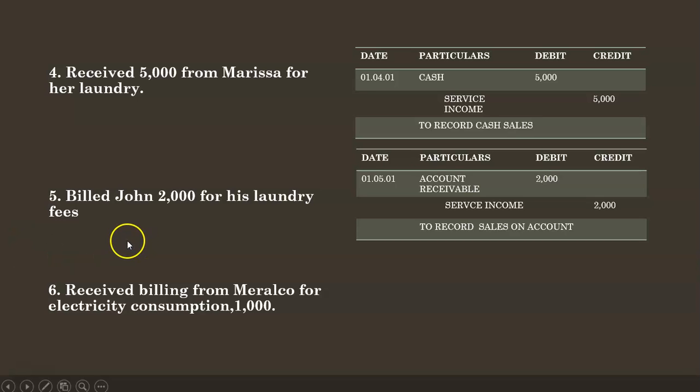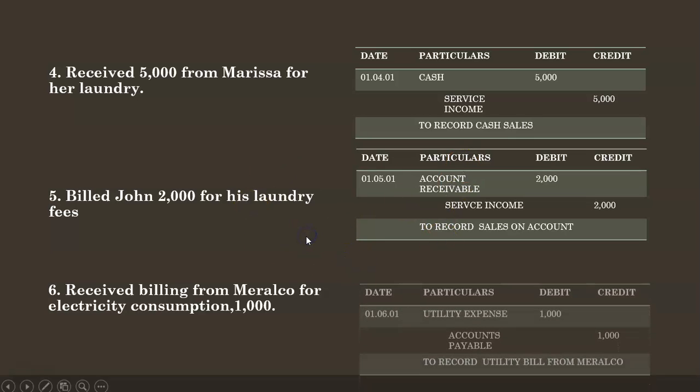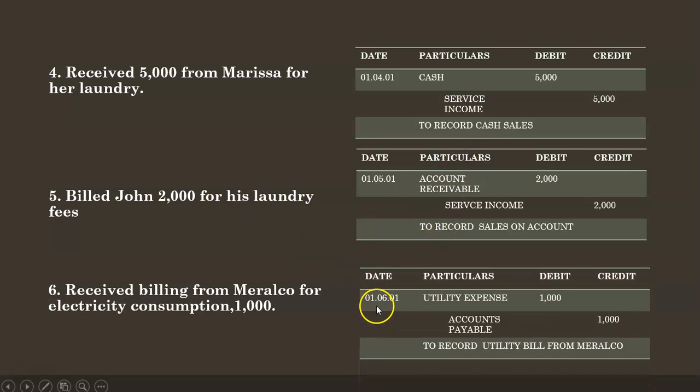Okay, let us proceed to transaction number 6. Receive billing from Meralco for electricity consumption worth 1,000 pesos. So let us check the journal entry for this transaction. Okay, the date, January 6. Utility expense. Yes, because Meralco is the electricity consumption.